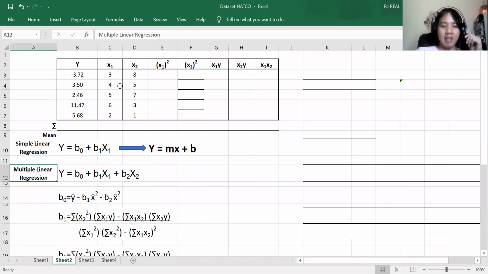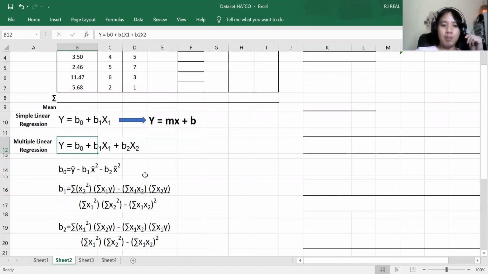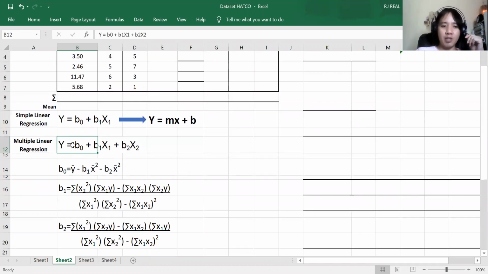Now, since kaya nga sabi dito, since we have two independent variables, then we are going to use the multiple linear regression function. In the multiple linear regression function, before we get the value of our outcome variable, or the y, we have to solve first the value of these three guys. We have to get the value of these three guys first. All right, the beta 0, the beta 1, and the beta 2.